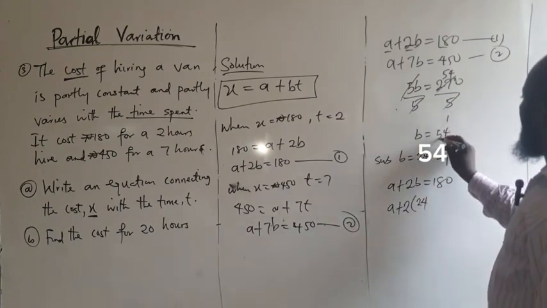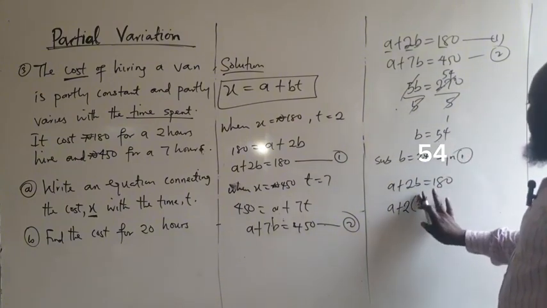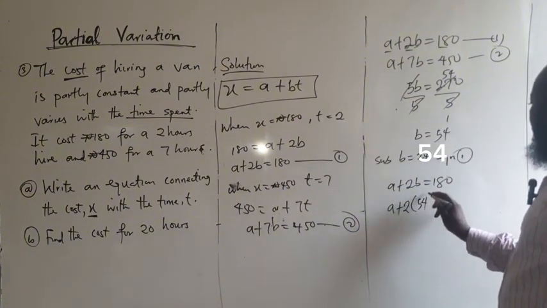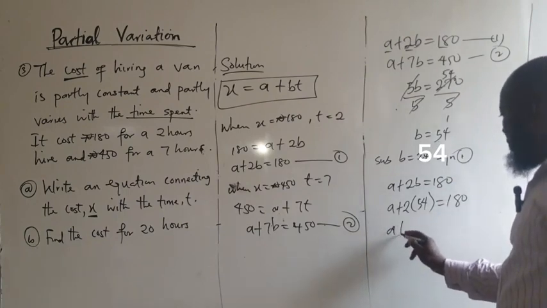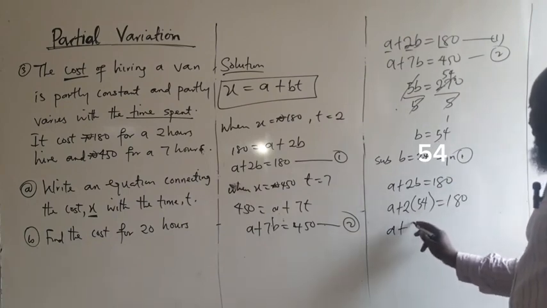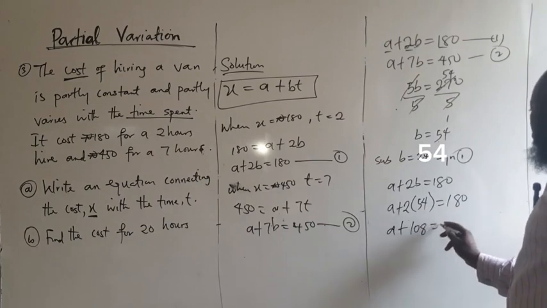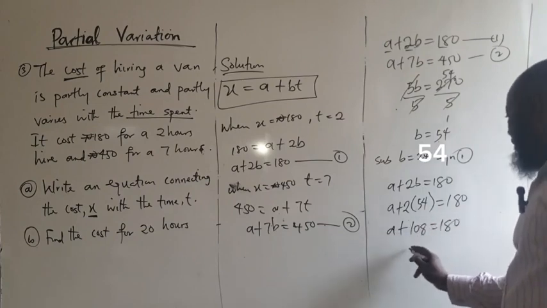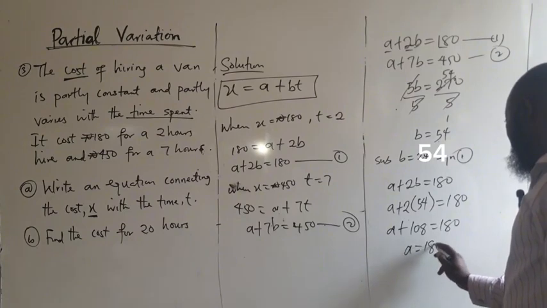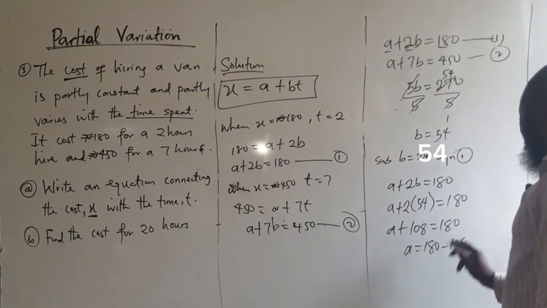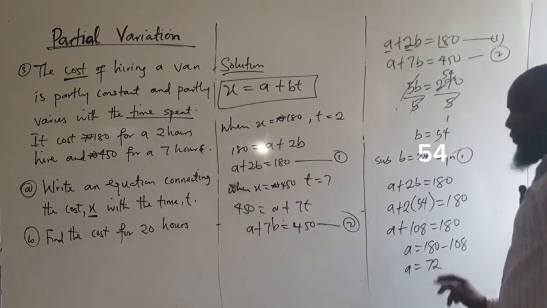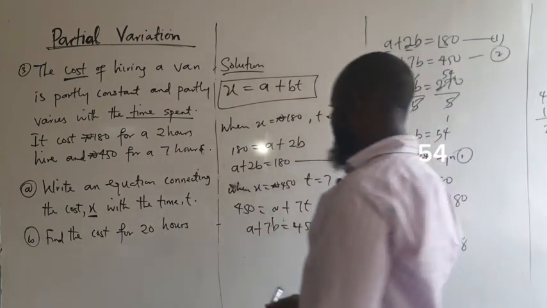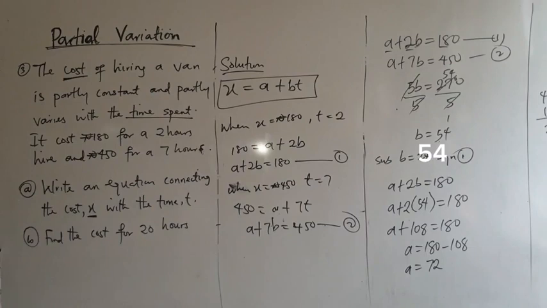So that's A plus 2 times 24, that is 48, equals 180. Therefore A equals 180 minus 48. So A equals 132.